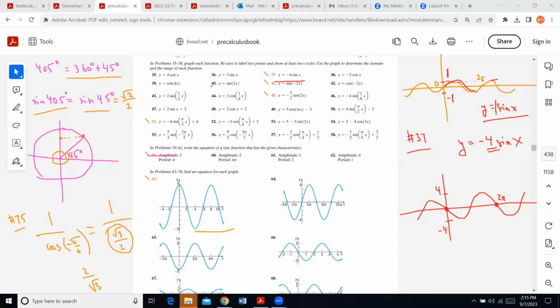How about the number 40 exercise that says, try to graph sine of 3x.